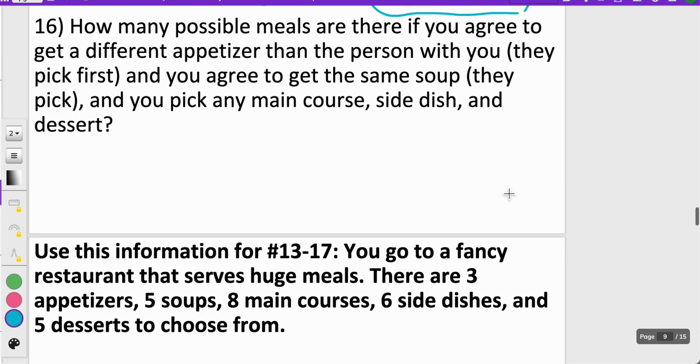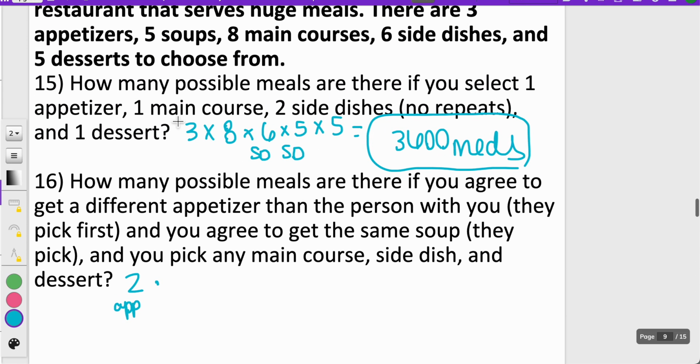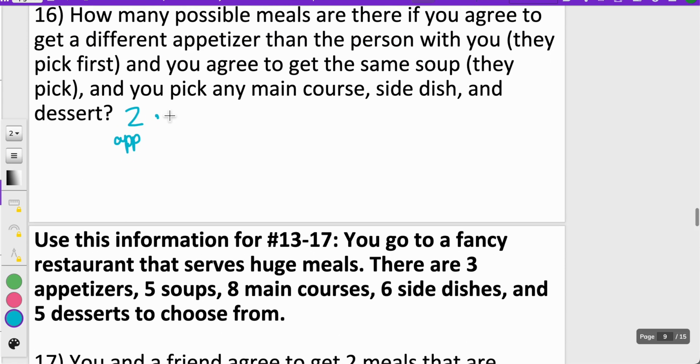Okay. How many possible meals are there if you agree to get a different appetizer than the person with you? So they would pick first, and you agree to get the same soup, they pick, and then you pick any main course, side dish, or dessert. So let's start with a different appetizer. There are 3 appetizers, but if your person picks one first, you can only choose 2 apps. Okay. Next, same soup. There are 5 soups to choose from, but they are picking the soups. That's only 1 option for you.